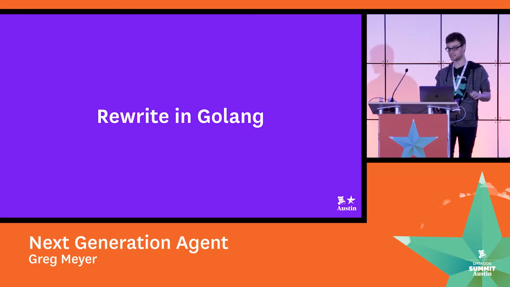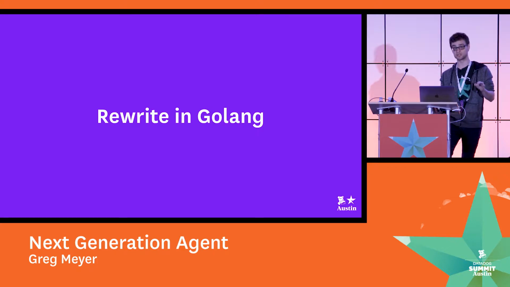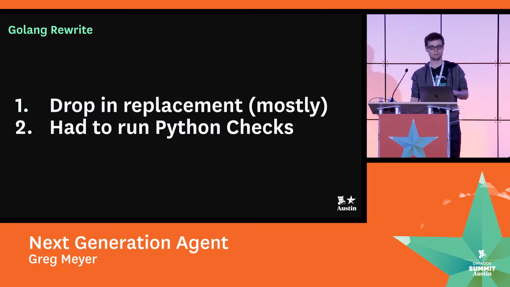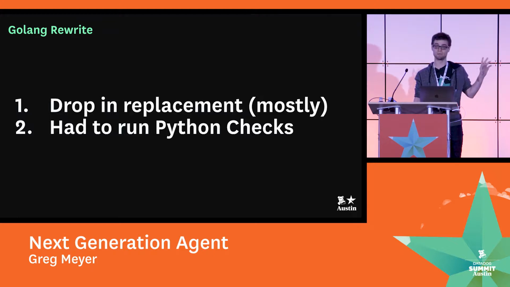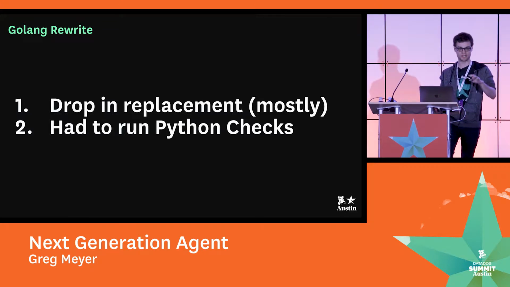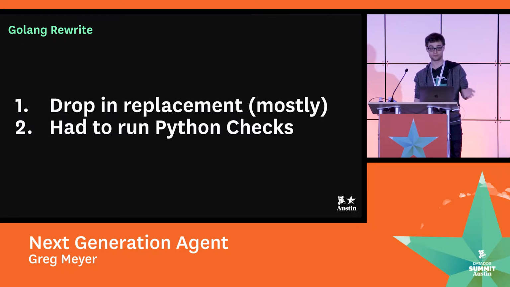So we can take advantage of Go's multi-threading. We can take advantage of Go's better resource control, and also its much lower overhead. And when we did the rewrite, we had 2 big requirements. The first is that it be a mostly drop-in replacement. We wanted it to be easy for all of you to switch over to our Go agent. We wanted all of you to do it.